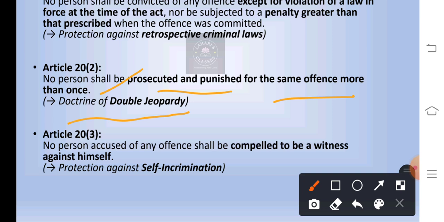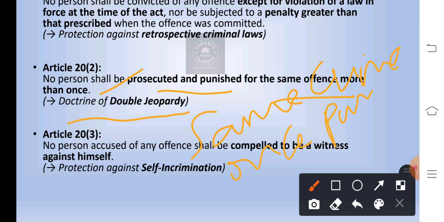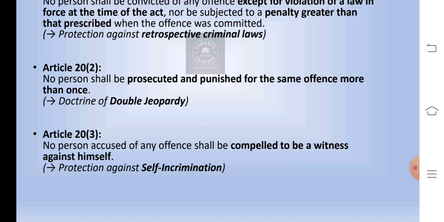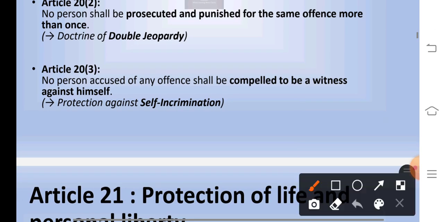Only once. So for the same crime, it can be punished only once, not more than once. Understood? Next one, Article 20 Clause 3. It talks about protection against self-incrimination.